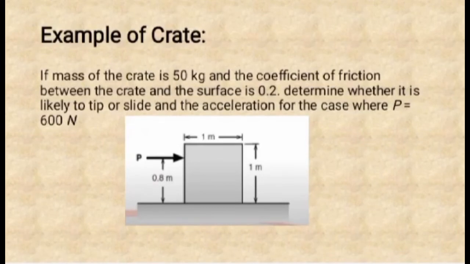So example number 2, example of a crate. If the mass of the crate is 50 kg and the coefficient of friction between the crate and the surface is 0.2, determine whether it is likely to tip or slide, and the acceleration for the case where P is equal to 600 newtons. So the first step is to draw the free body diagram of this crate.